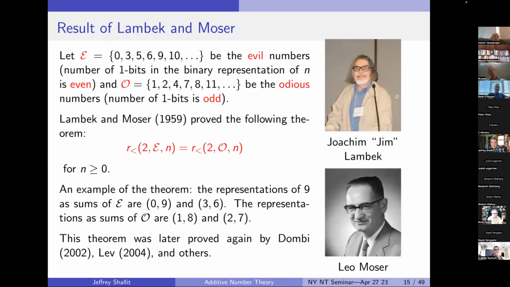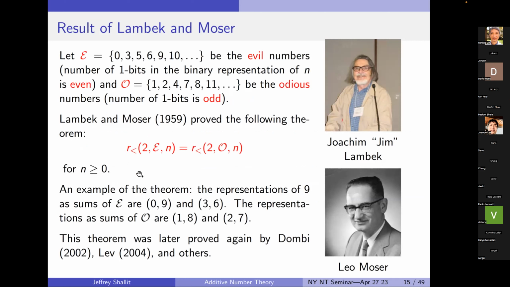Okay, so let's look at an example. This is an old result of Lambek and Moser. They're depicted on the right. So they said, let's look at these odious numbers. Remember, that's when the number of one bits is odd. And let's look at the corresponding set, the evil numbers, where the number of one bits in base 2 of n is even. And this is just some partition of the natural numbers, right?